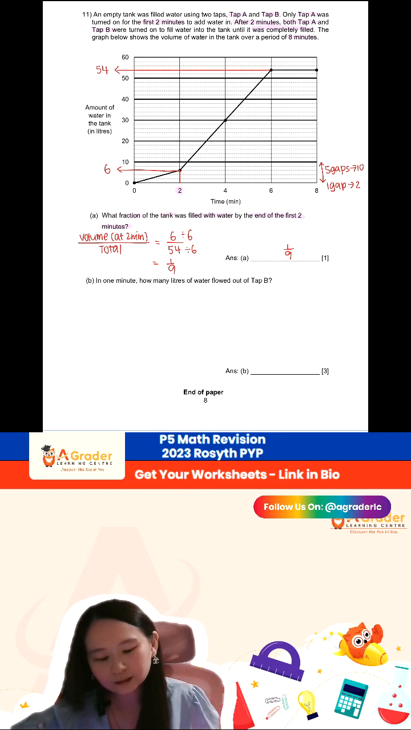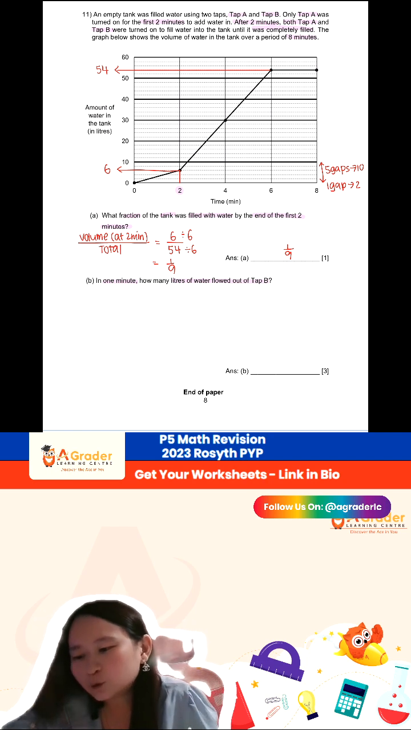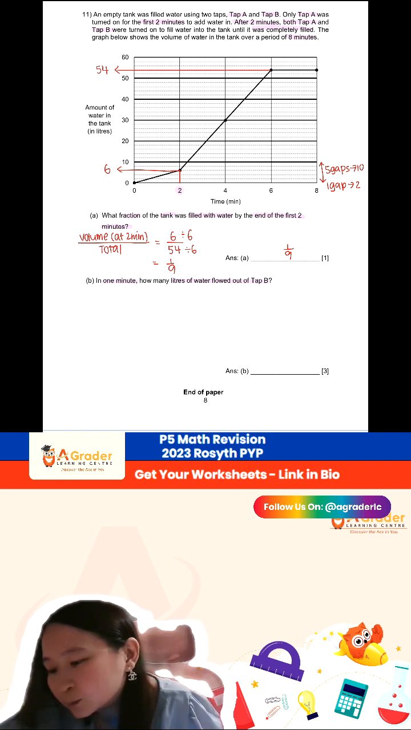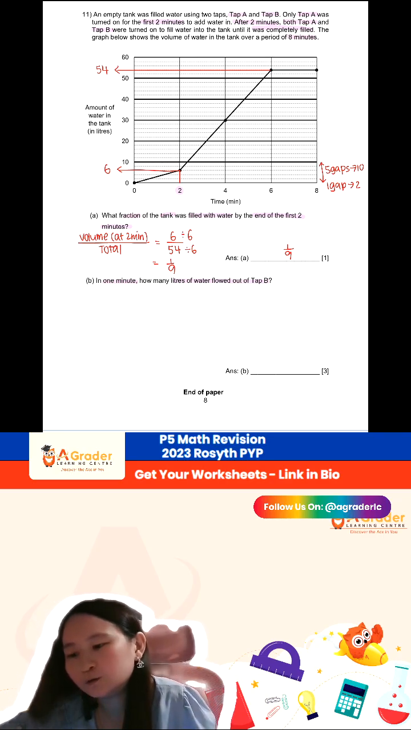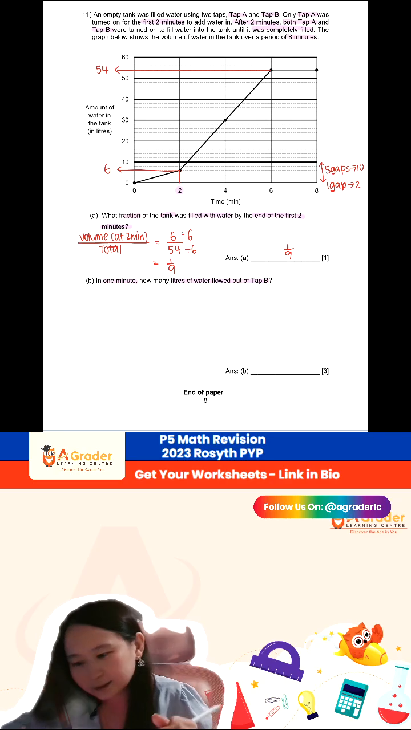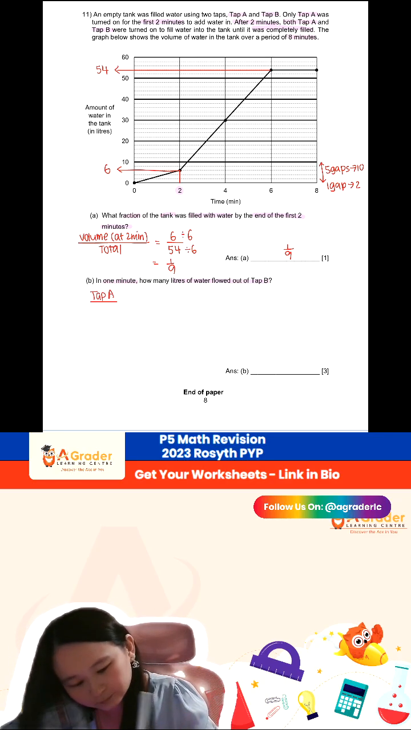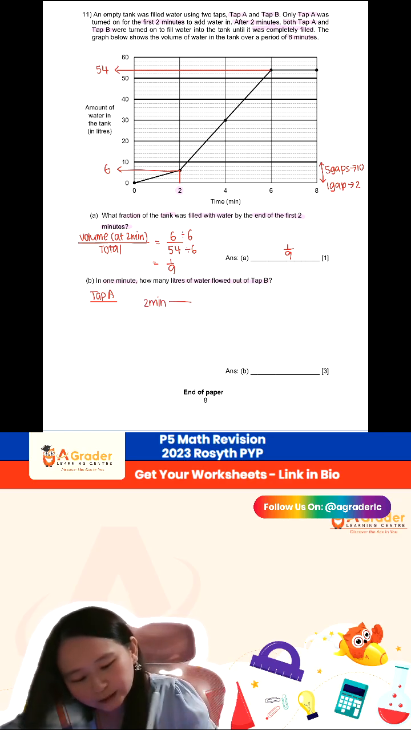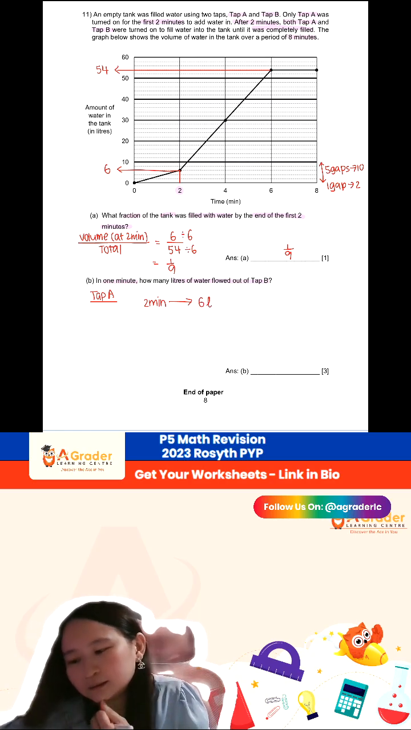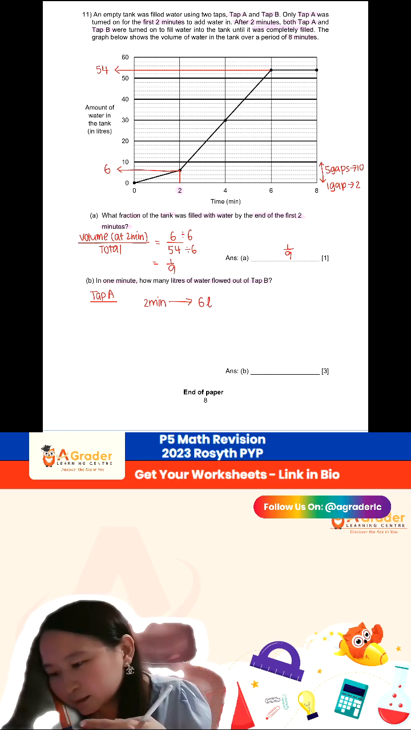Okay? In 1 minute, how many liters of water flowed out of tap D? From 2 minutes onwards, both taps are turned on. So we have to find the amount of water that is contributed by tap A. Tap A, 2 minutes, 6 liters of water, because for the first 2 minutes only tap A is on.